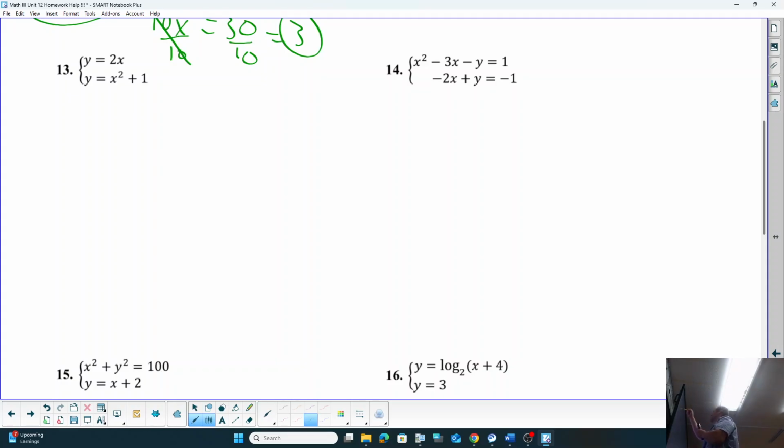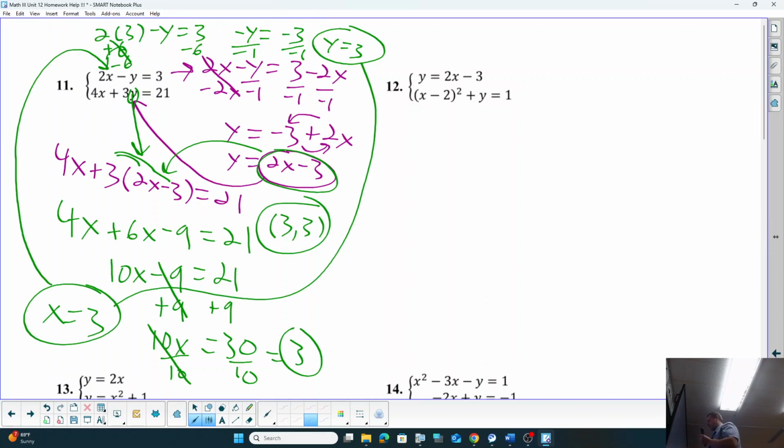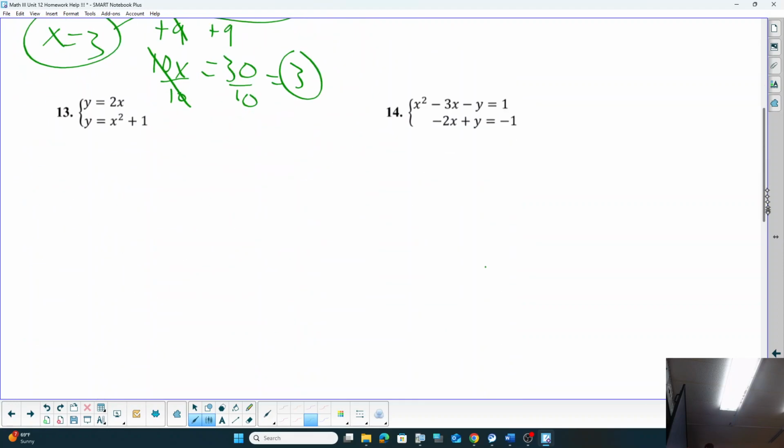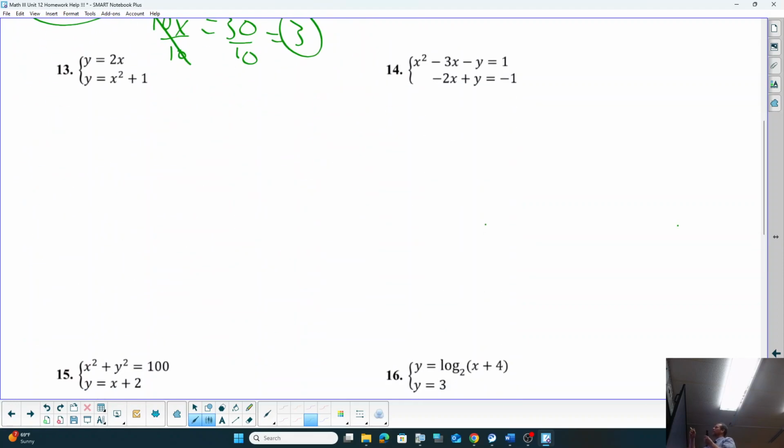Let's do it. So wherever we see a y, we're going to plug in a 2x. Okay, we can do that. It's already set up for substitution. So we're going to take y and plug it in, because they equal each other. If y equals 2x, then down here where y is, we can plug in 2x. So 2x equals x squared plus 1.